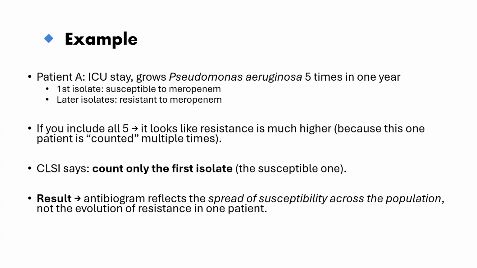In order to make it more clear, I give you an example. Patient A, who is in the ICU, grows Pseudomonas aeruginosa 5 times in 1 year. The first isolate was susceptible to meropenem, as you see, and the later isolates are resistant to meropenem. So if you include all five, the resistance will be much higher because this one patient is counted multiple times. So the CLSI says to count only the first isolate, which is susceptible. So in our case, we will only count the Pseudomonas that is susceptible to meropenem. The results of the antibiogram will reflect only the spread of susceptibility across the population and not evaluate the resistance that occurs in every patient.